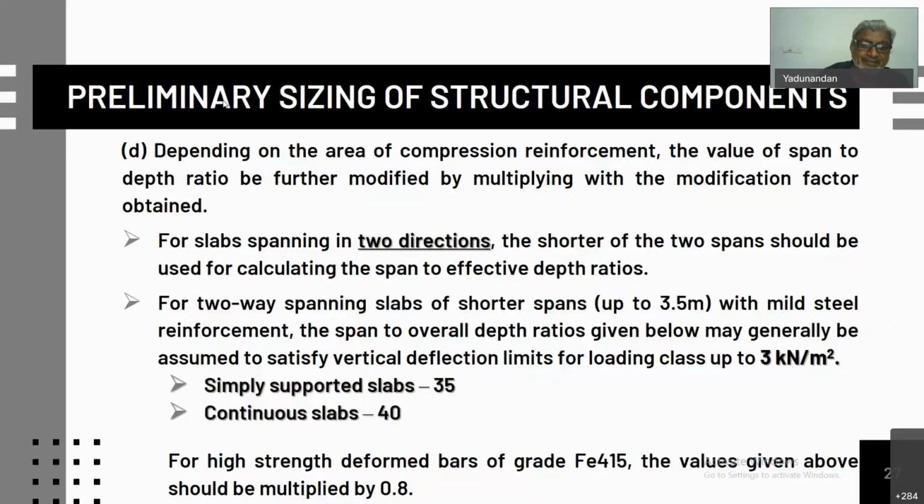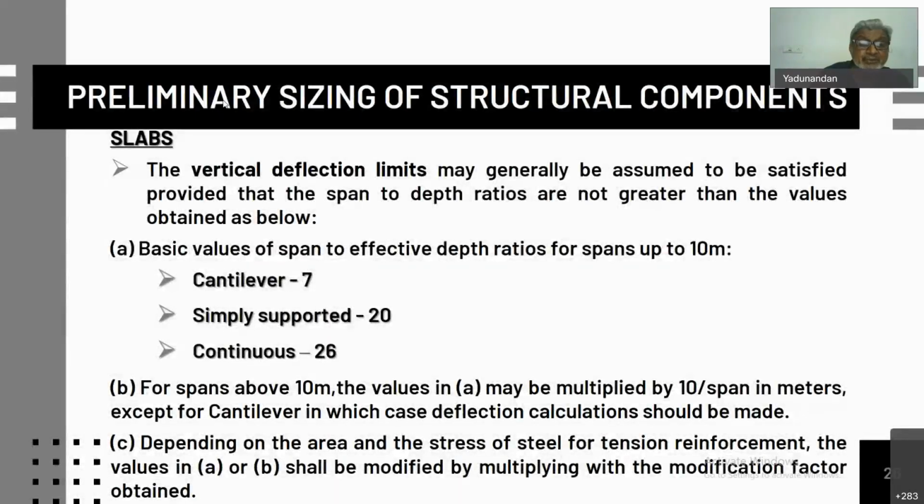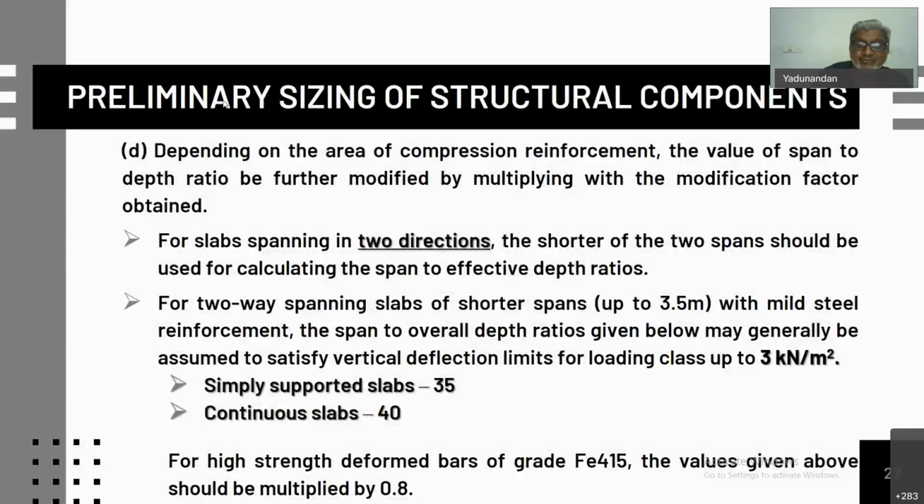Then you can assume a slab depth of L by D ratio of 35 for simply supported slabs and 40 for continuous slabs. It's quite much when compared to the 7, 20, and 26. You see the two-way slab is so efficient that the load is distributed in both directions, that a reduction in slab depth is possible.